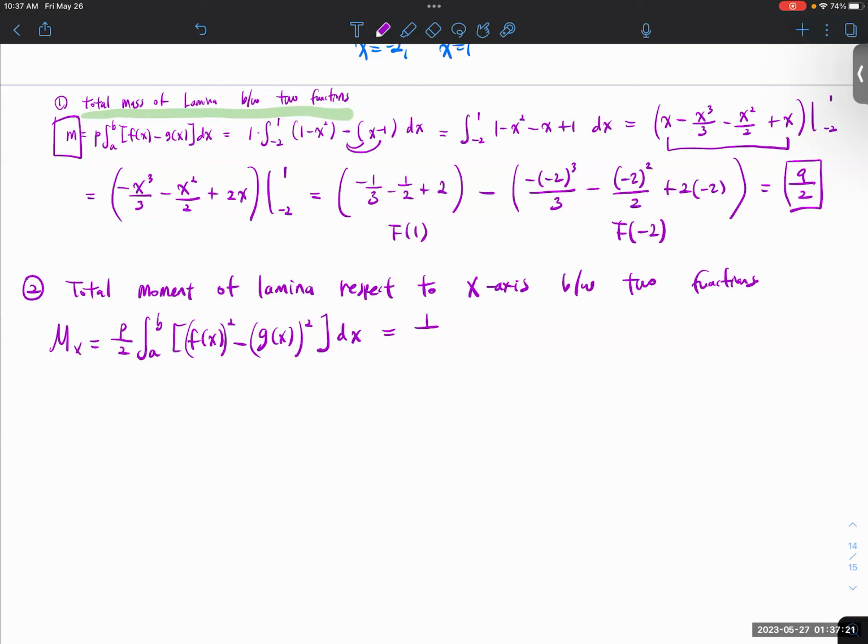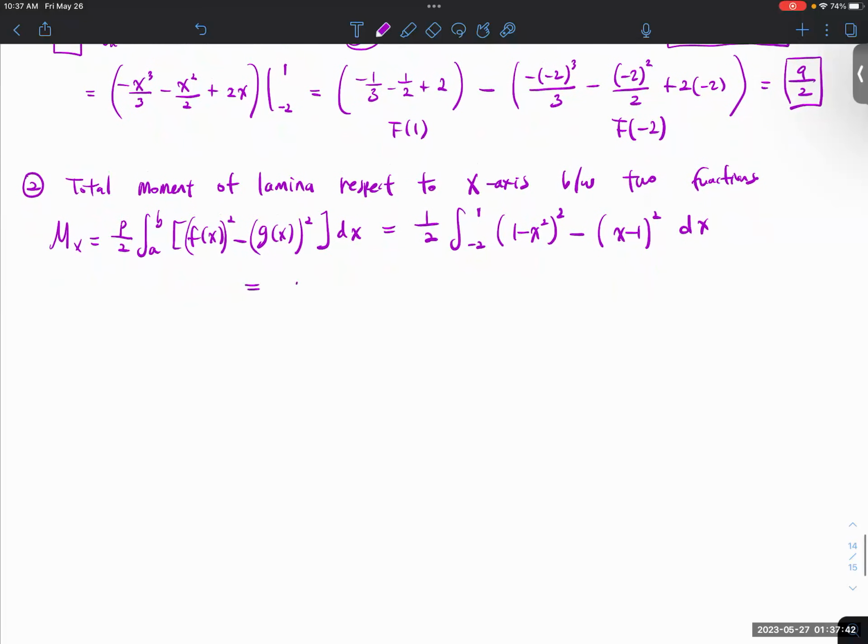So the density is given as 1, so 1 over 2, and we have a to b, which is negative 2 to 1. F of x, what was it? 1 minus x squared, minus the g function, which was x minus 1 squared, and you're going to take the integral.